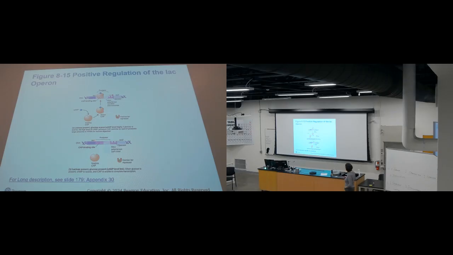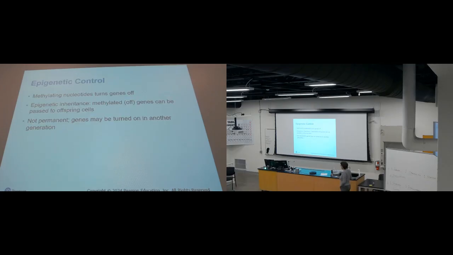That can happen a little bit before you start running out of glucose. But once you run out of glucose, cyclic AMP levels go up, and then you start positively regulating this promoter and this region in general.